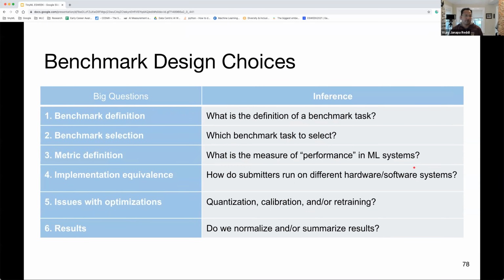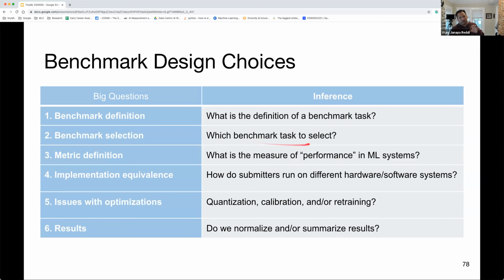Benchmarks are critical for driving the industry forward. So there are a lot of different tasks, and you have to ask yourself some big questions. A principled approach would be: what is the definition of a benchmark, for instance? Machine learning tasks are often a mixture of machine learning, deep learning, and traditional non-machine learning code all put together. So what is the definition of a task? In our context, it's just going to be the machine learning kernel to keep it simple.